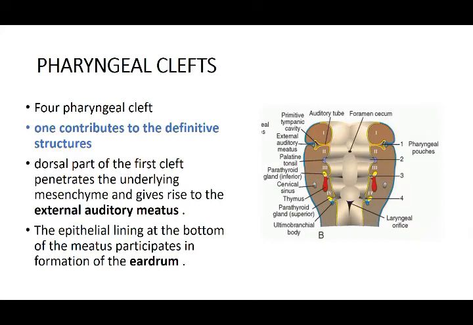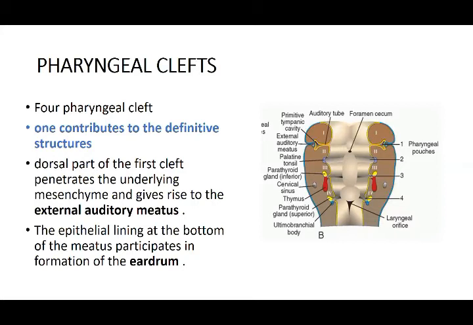The dorsal part of the first cleft penetrates the underlying mesenchyme and gives rise to the auditory meatus. If you see this, it is protruding inwards, and this is what is going to give rise to the external auditory meatus, that is, the external ear. It goes inwards and is lined by ectoderm, so it is supplied like the skin from the outside. So it gives rise to the external auditory meatus.